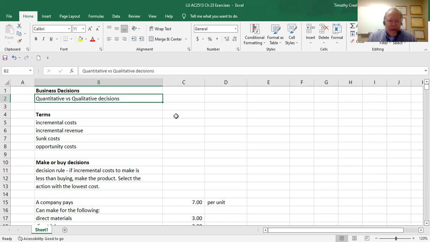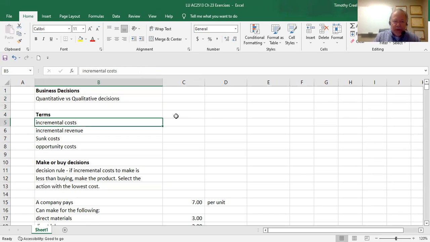So what we're going to do is look at the numbers. What are the numbers behind certain types of business decisions? But we're also going to talk a little bit about the qualitative aspects. Just because something makes sense from a number standpoint doesn't mean it's necessarily in the best interest of a company to do it. So the qualitative factors, or the non-numbers factors, do make a difference in a lot of decisions. And so we're going to look a little bit at both of those in regards to some of the decisions we're going to look at here in just a moment.